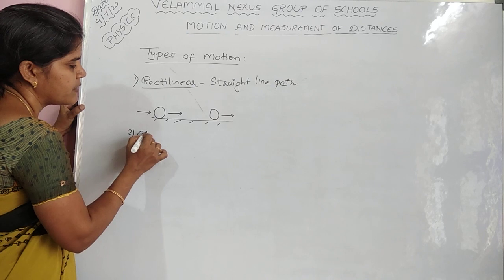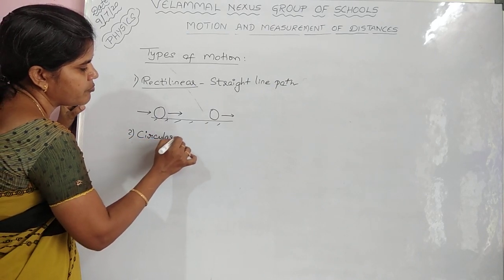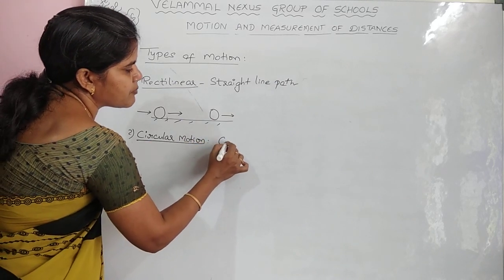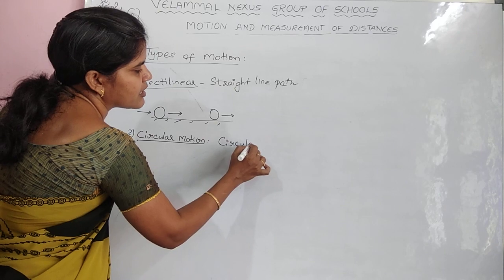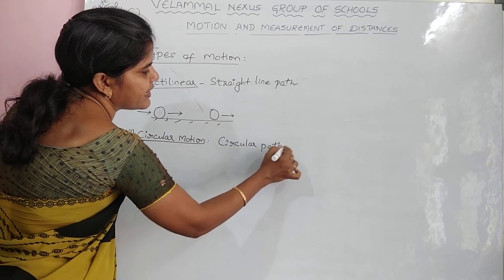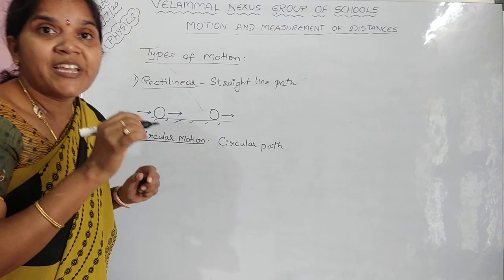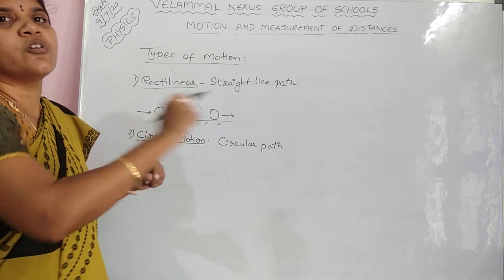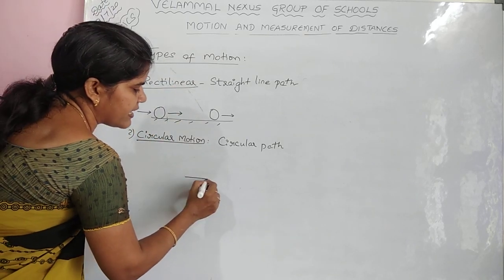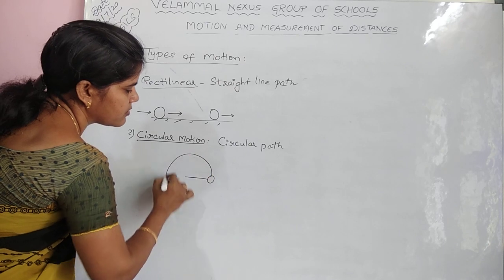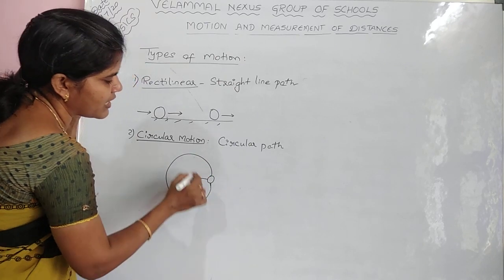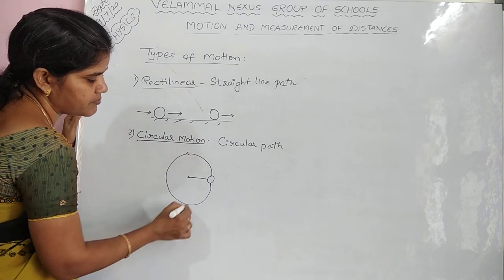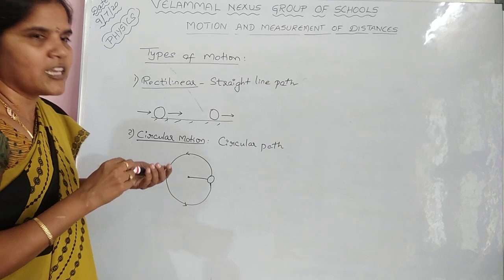Second one is circular motion. What is circular motion? If a body covers a circular path, if a body takes a circular path, then we say the body is moving in a circular motion. For example, you take a thread, you tie a stone to the thread, you rotate it, then you will understand. If your body is moving like this in a circular path, then we call it a circular motion.